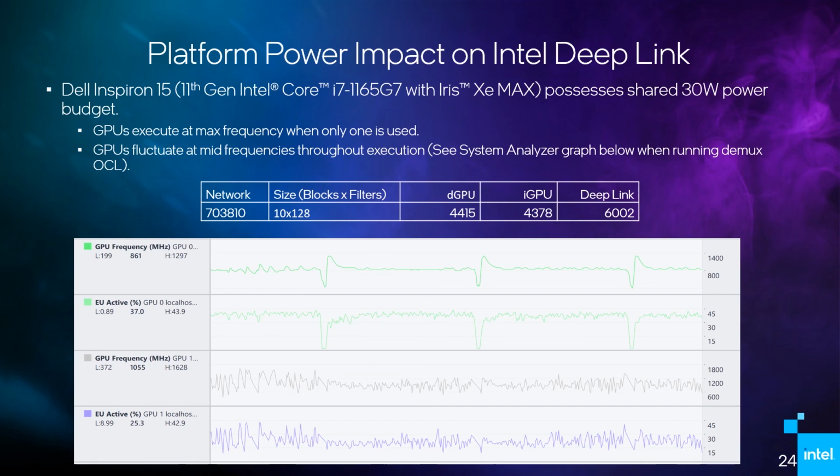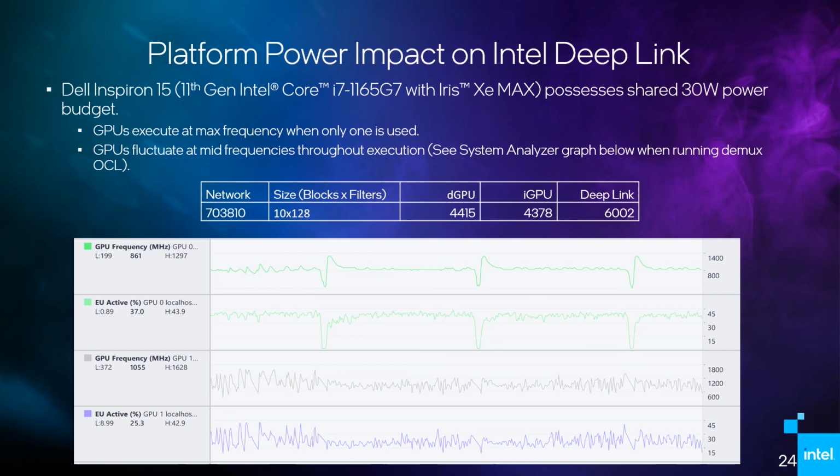One of the things you can use to showcase or find this was the system analyzer. As you can see in the graph below, the GPU frequencies of GPU 0 and GPU 1 show a fluctuation as the program is running. If you run it individually, the frequency stays at the high point throughout the run. This resulted in performance that was not additive when you ran the network on the discrete GPU and then the integrated GPU, and you see the Deep Link performance as 6002 instead of the more than 2 times performance that we saw on the previous platform.